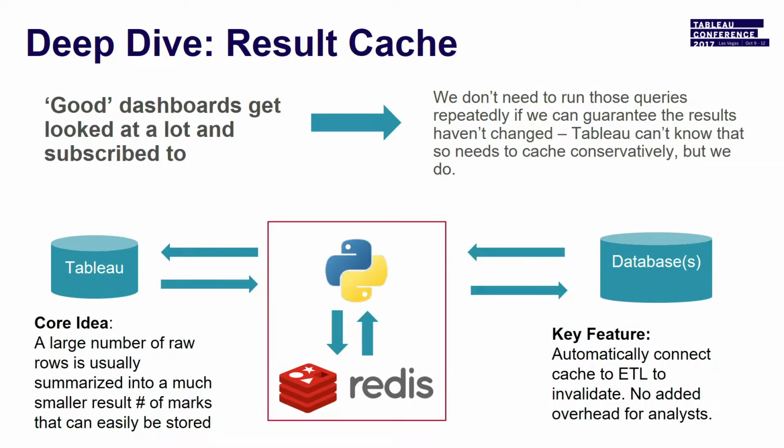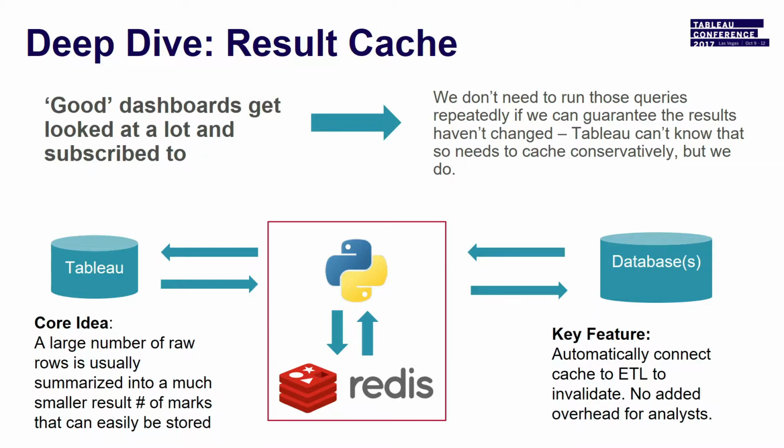So let's talk a little bit more about caching, because that's kind of the key to enabling real-time streaming and historical data to work well together. The idea here is pretty simple. If you have a successful dashboard, successful in that people are getting insight out of it, they use it, it's going to get looked at a lot. And we really don't want to run the same query more than once if we're not getting any new results.